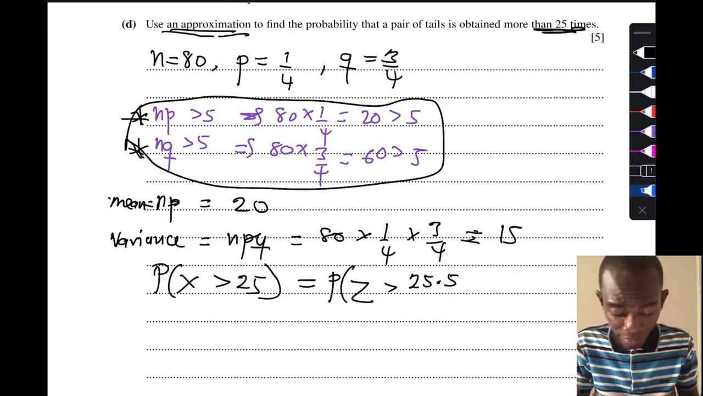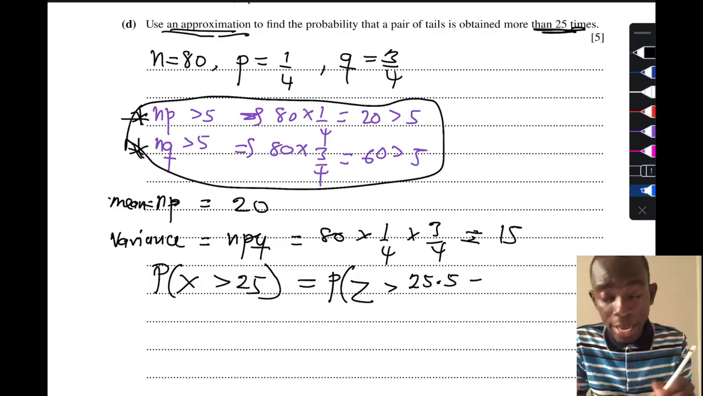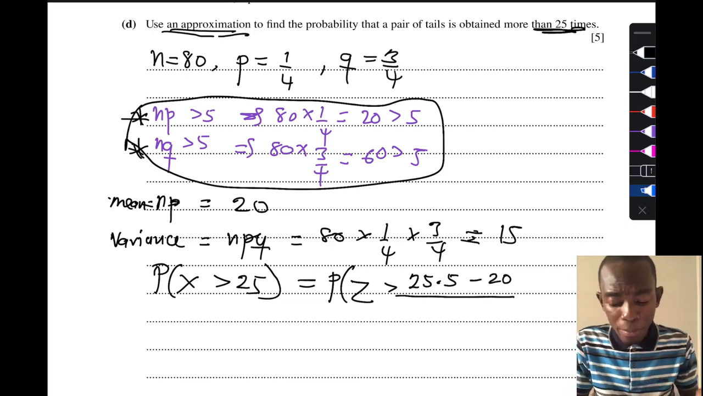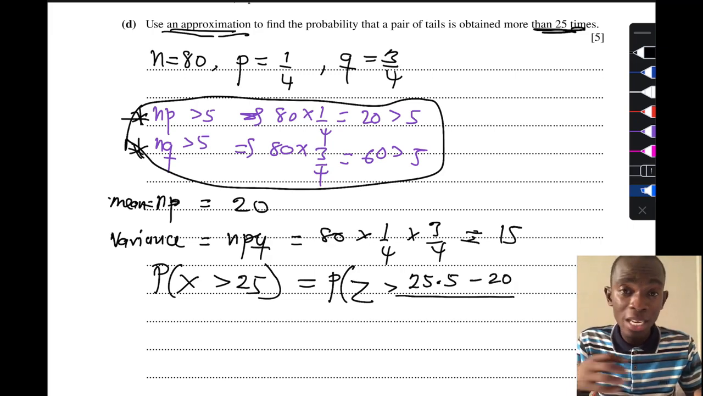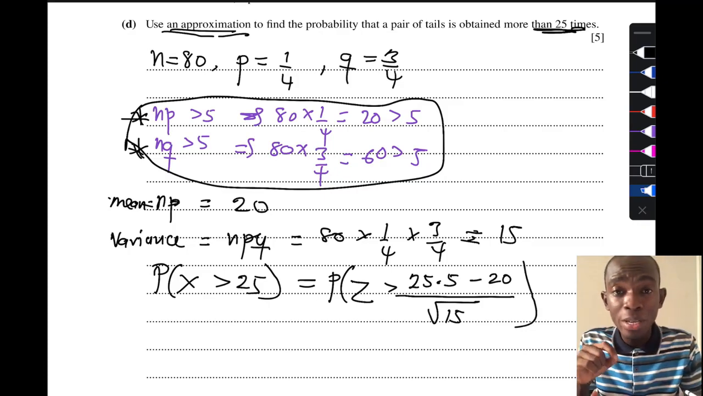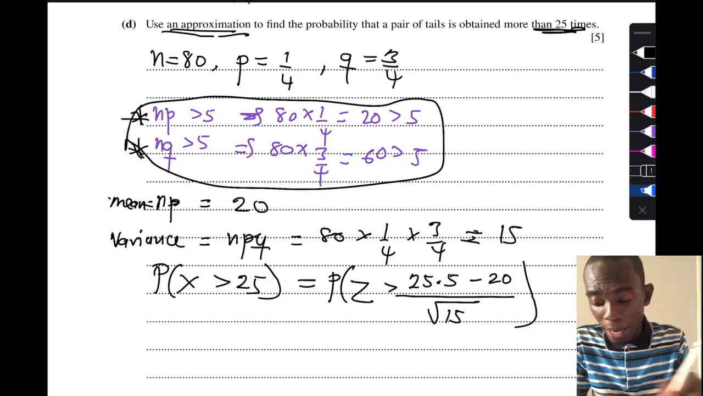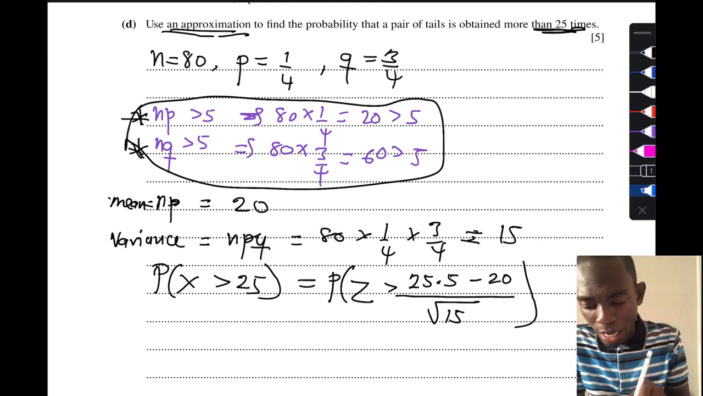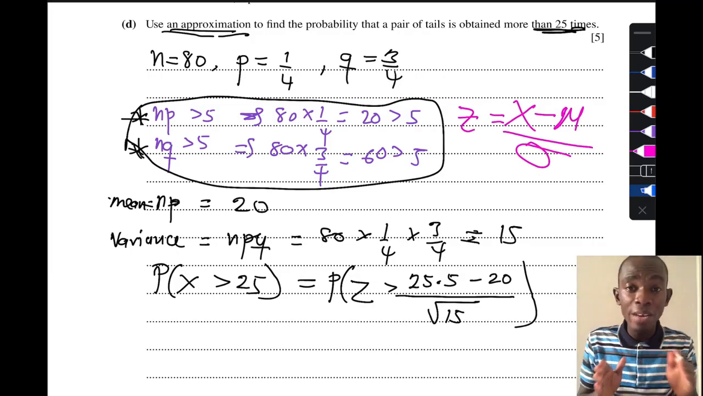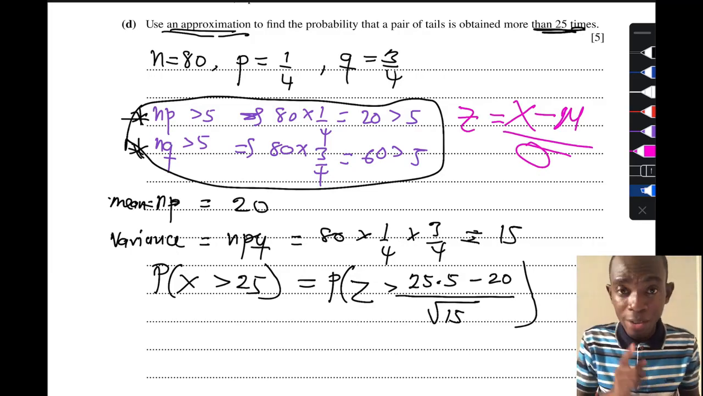So 25.5 minus the mean, which is 20, divided by the standard deviation. But remember, you have a variance of 15, so you cannot have a perfect number when you take the square root, so just maintain square root 15. Please don't put 15 there. If you put 15 there, that means you are working with a variance. If you want to standardize anything, it's x minus mu divided by standard deviation, not divided by variance. So you have to take the square root of 15.